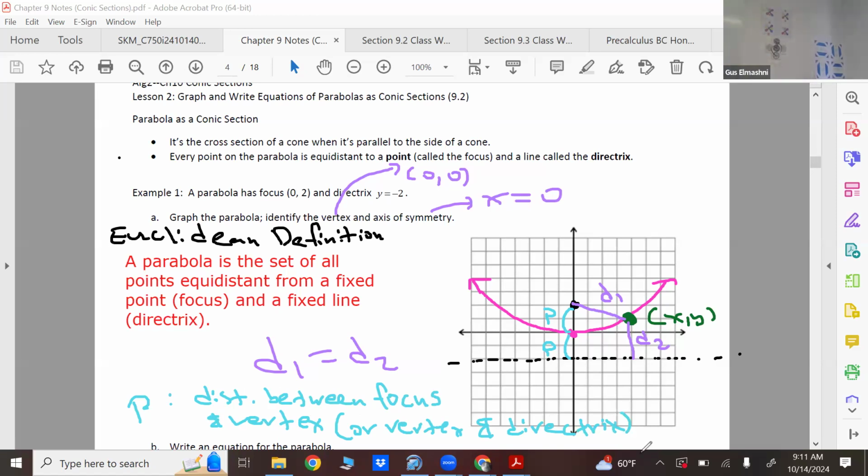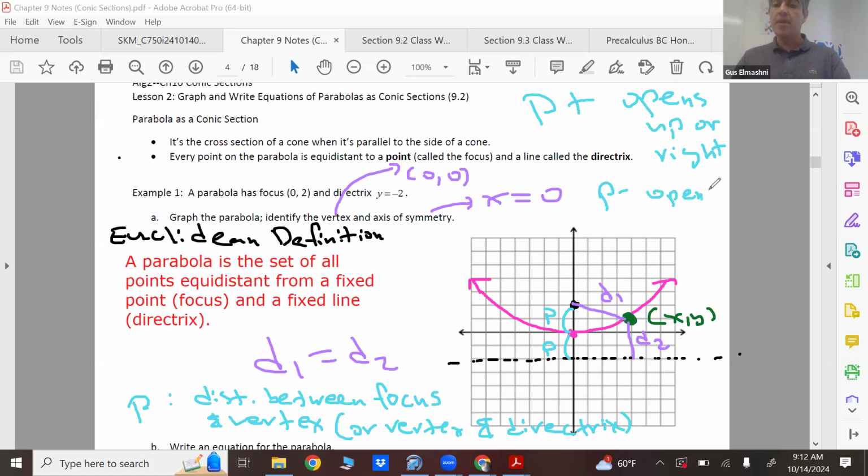What does that mean? So P is going to be 2. And by the way, P is positive if it opens up or right. Yes, our parabolas can be sideways. We can have sideways parabolas. Or P would be negative if it opens down or left. Yeah, go ahead.